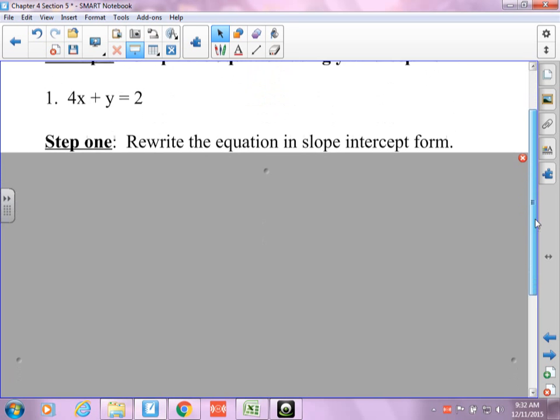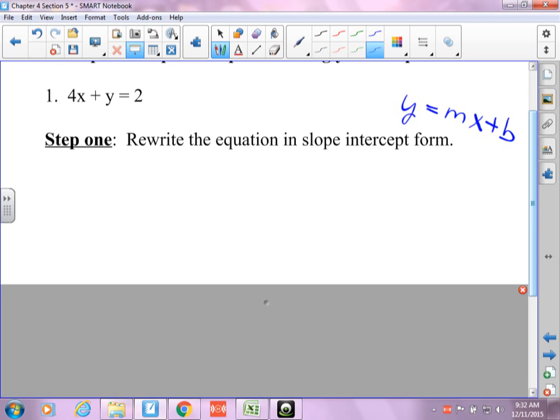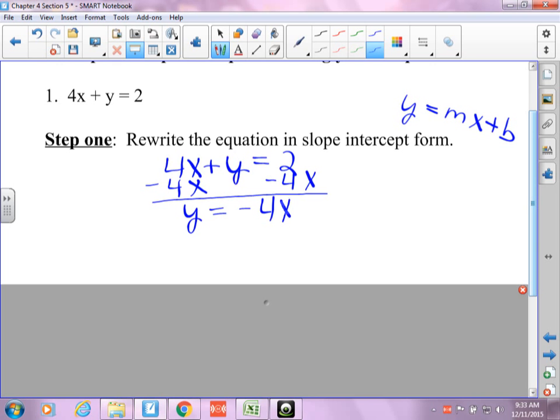So let's take a look at this first one. First of all, it says to write it in slope-intercept form, and remember that is y equals mx plus b. Is this one in slope-intercept form? It is not. So I have 4x plus y equals 2. What do I do to get it in that form? You just have to put the 4x on the other side of the equal sign. Correct. So I'm going to subtract 4x from each side, and I get y equals, and what comes first? Excellent, negative 4x plus 2. So now I've got it in slope-intercept form.